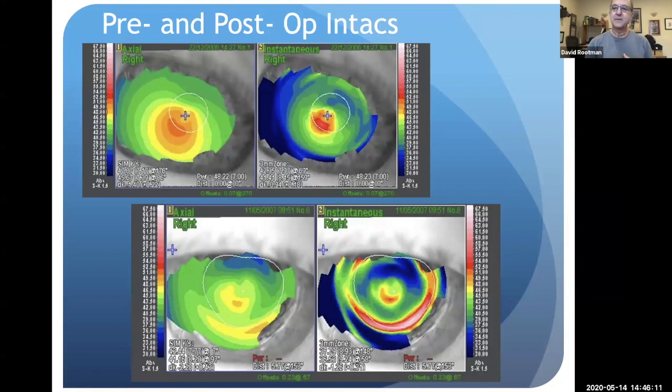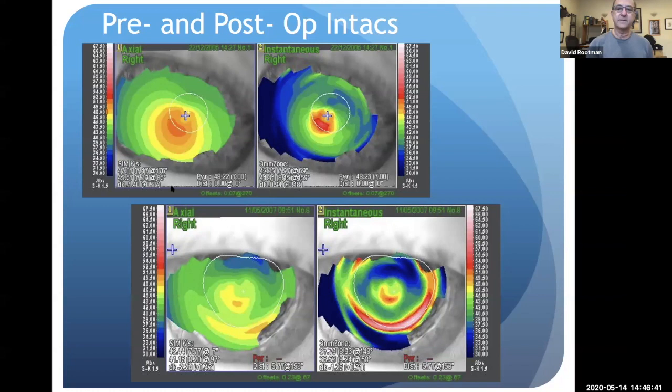But since 2008, almost all of our patients, if they're going to go with Intacs, we do it simultaneously, doing the cross-linking immediately after placing the Intacs, which is more convenient for the patient. And actually, there's a synergistic effect of the two treatments, that you get more flattening by doing the Intacs with the cross-linking on the same day.